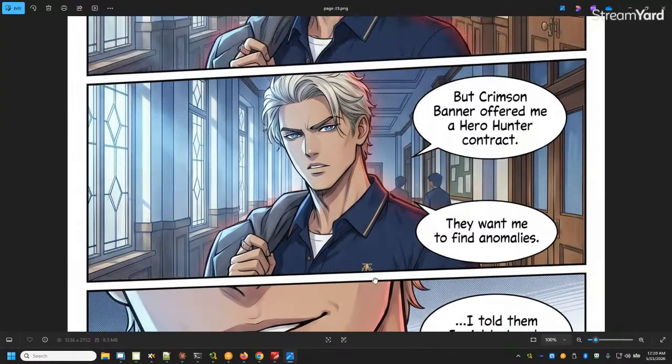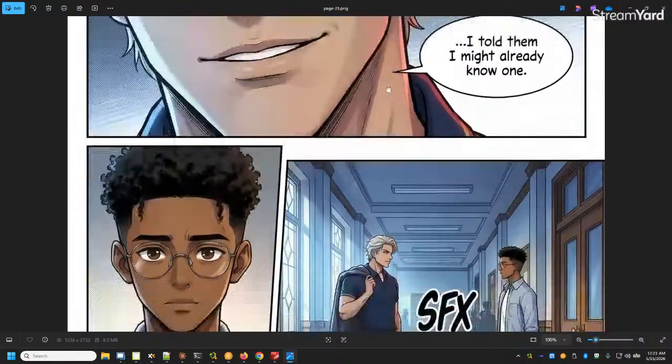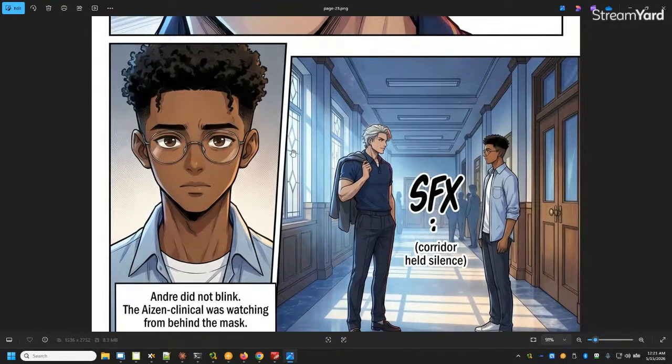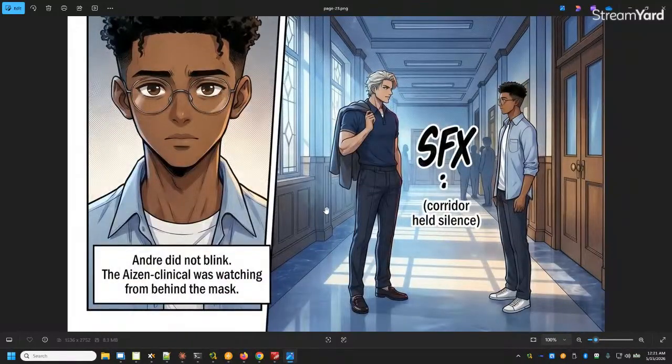So he thinks Andre may be a demon because he can't be rank G and as powerful as he is. Now, he doesn't know that Andre has vampire abilities. So Andre may very well be an anomaly at this point. He was bitten by a monster, and he did acquire some of that monster's attributes. So is he human? Is he a monster? Is he both? Is he neither? Neither. Andre did not blink.